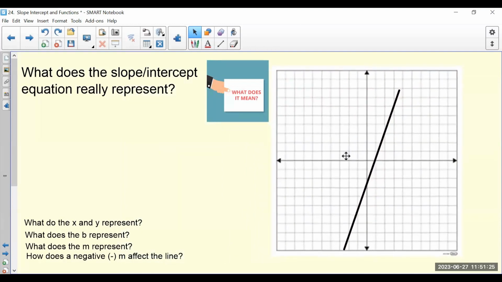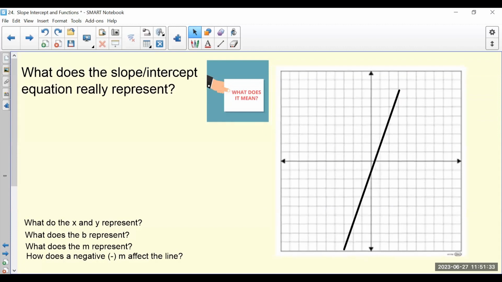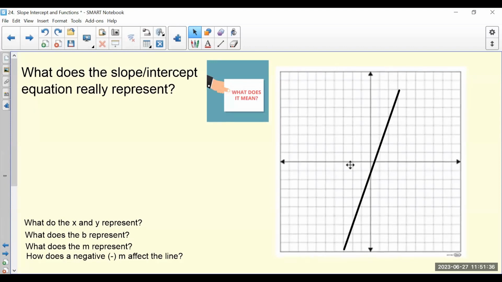Now that was, let's see if I can remember what it was. It was a slope of 3, and minus 1. There we go. That's about right. All right, so this line here was y equals 3x minus 1.